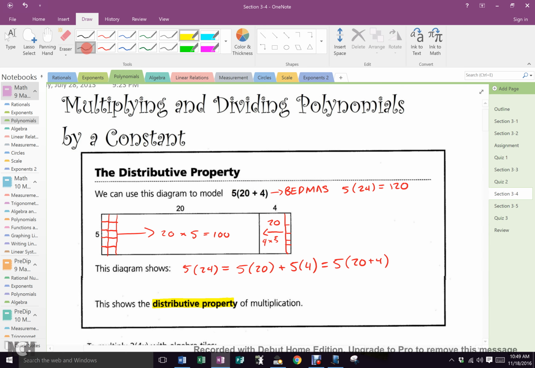You have already seen it in exponents. This one, (3 times 4) squared is the same as 3 squared times 4 squared. The 2 goes to everything. You have already seen this, but I didn't give it the name. Now I am. Cool? All right.